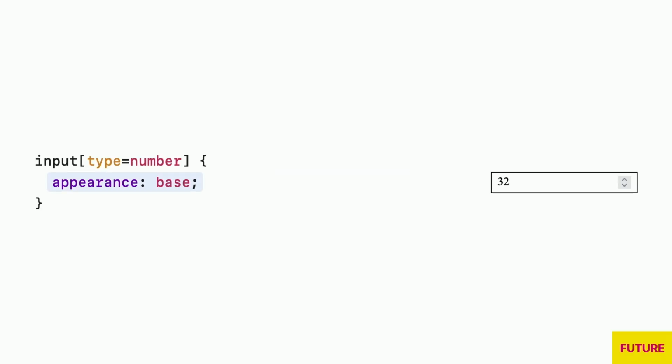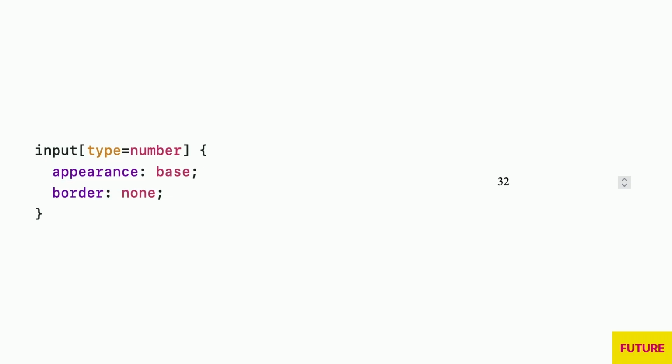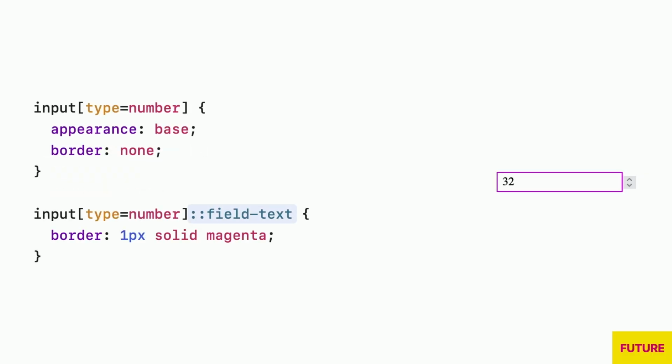I want to go through a small example on how to use those pseudo elements to achieve this result. I don't know if this is hot pink. No, I think this is magenta, actually. First of all, you want to apply appearance base to get the new pseudo elements. And then we can remove the border from the inputs, which is awful now, but we can add it back onto field text, and we get something like this.